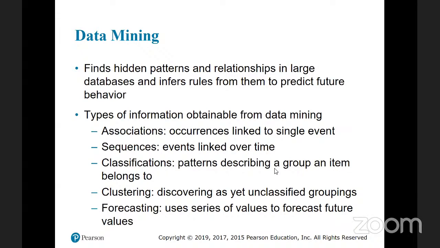Classifications are patterns describing the group an item belongs to. Since I just mentioned sporting goods stores, they would sell different kinds of things. They not only sell clothing, they also sell sporting goods. Like I bought shoes in sporting goods stores. So I bought clothes, shoes, and equipment. And so you might want to look at patterns for different kinds of things. Are there differences between how shoes are sold over time, how clothing, as in sporting apparel, and sporting equipment are sold? Are there differences in how those sell over time?